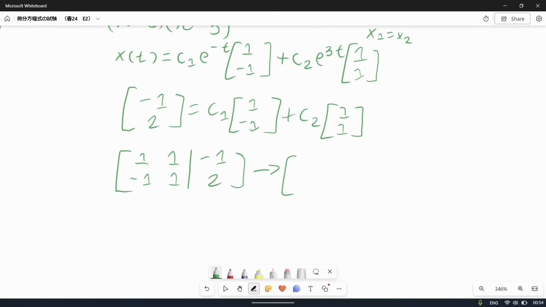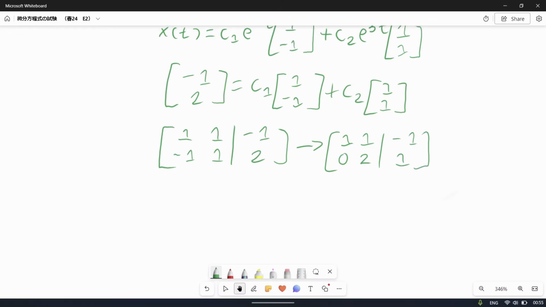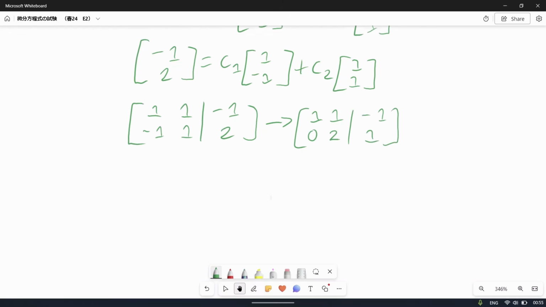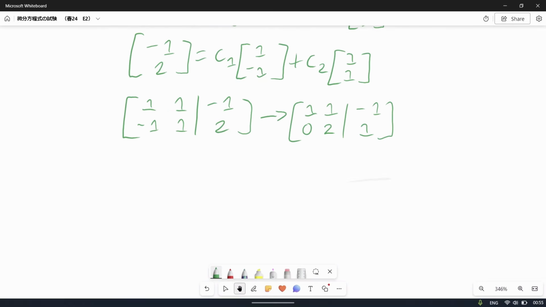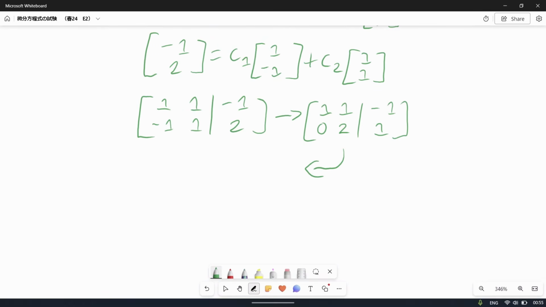So when you row reduce it, you end up with 1, 1, negative 1. And I'm going to get rid of this number, so you end up with 0. And you end up with 2 here, and you end up with 1 here. And then we do that again. So then this becomes 1, 0, 1, 1 half.